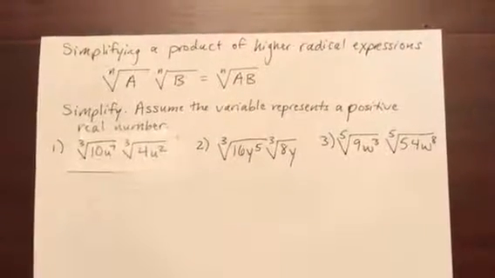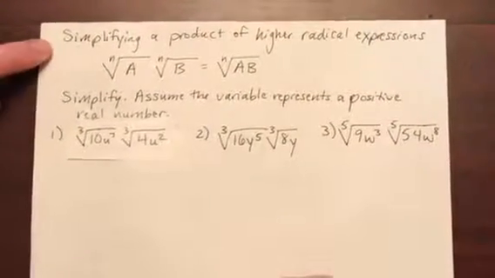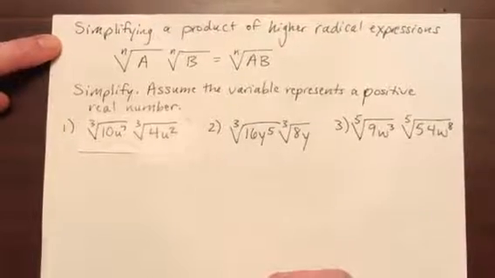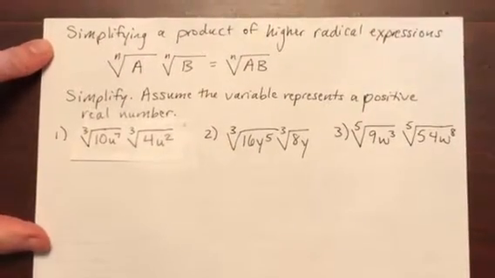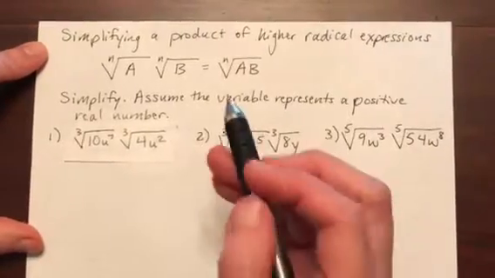Math 97, Quiz 4 Topics. Simplifying a product of higher radical expressions. First of all, we need a particular property to help us to do this.